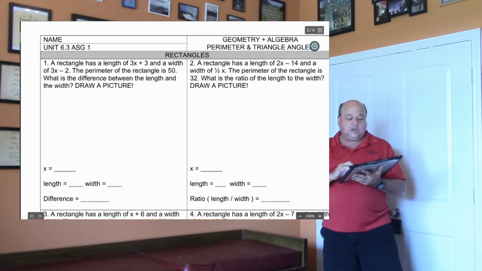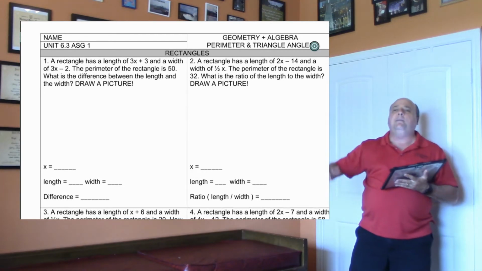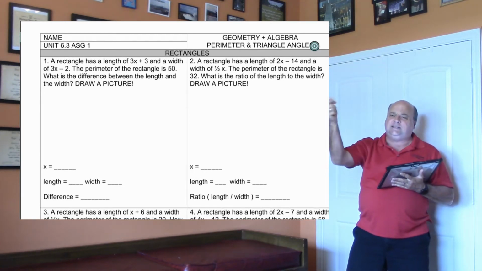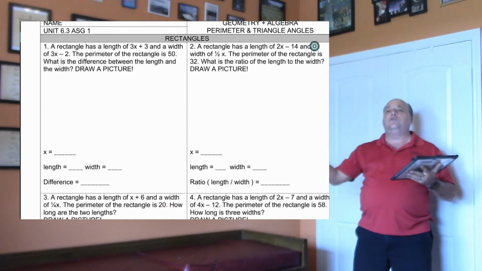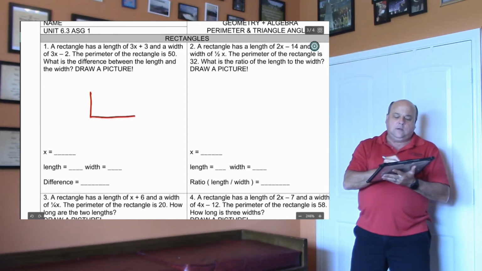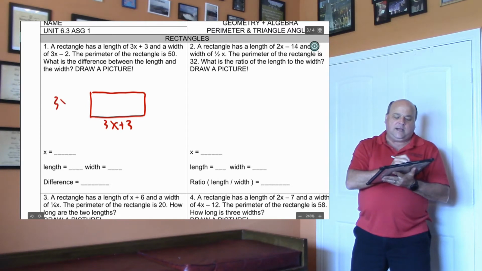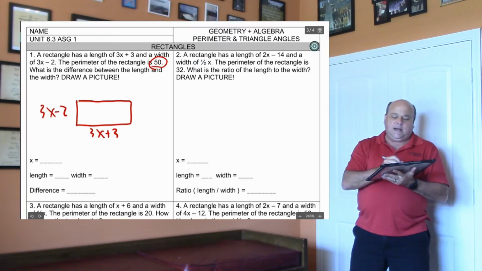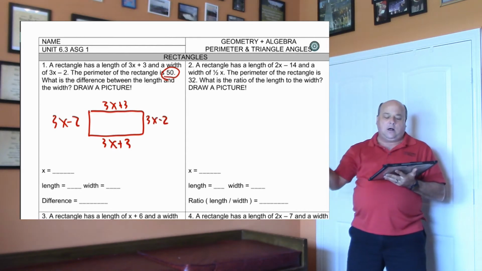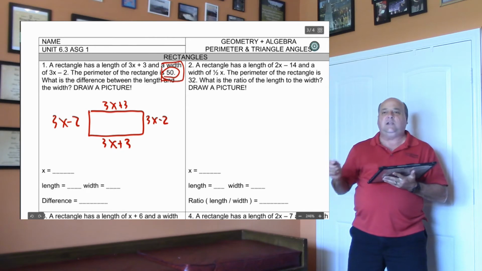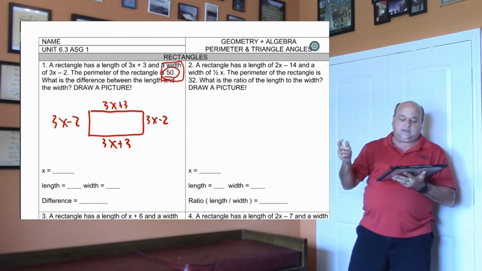Turn the page! When you turn the page, these are the problems I made up. It's going to help you draw the shape and set up the images, okay? So really quickly on number 1, a rectangle. Draw a rectangle, okay? A rectangle has a length of 3x plus 3 and a width of 3x minus 2. The perimeter is 50, okay? So you're going to have two 3x plus 3s and two 3x minus 2s, aren't you? You're going to add all these up and set it equal to 50. And then solve for the value of x, okay?